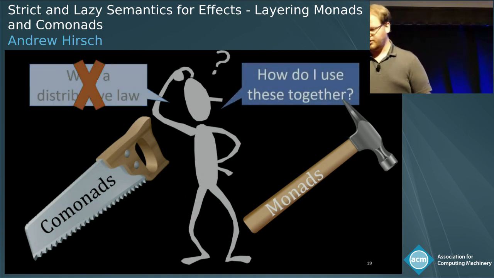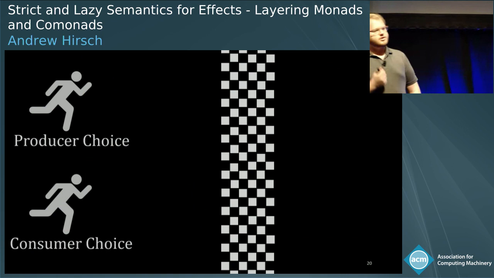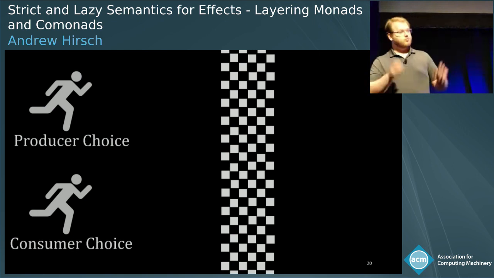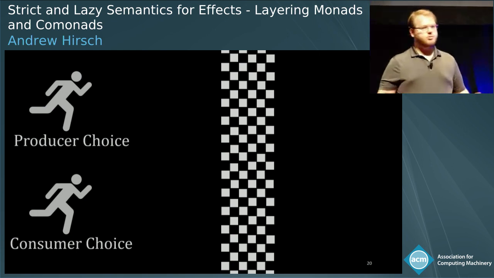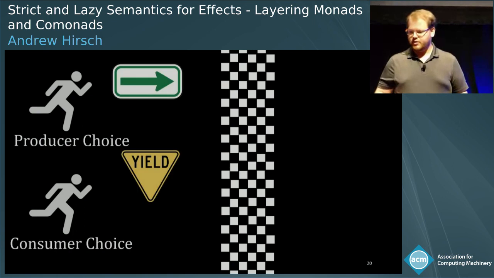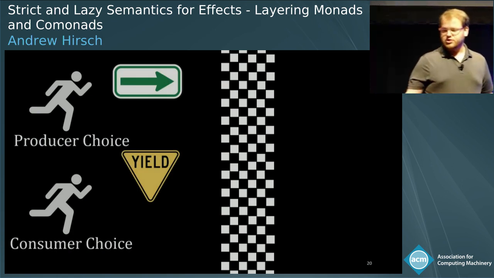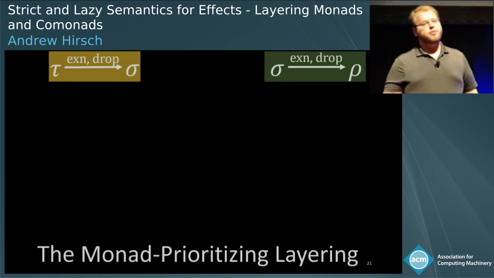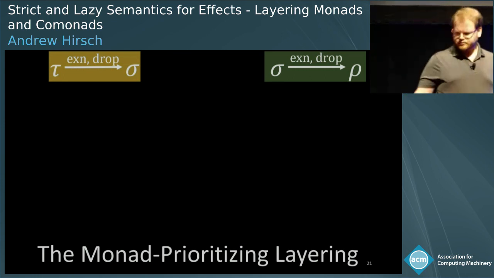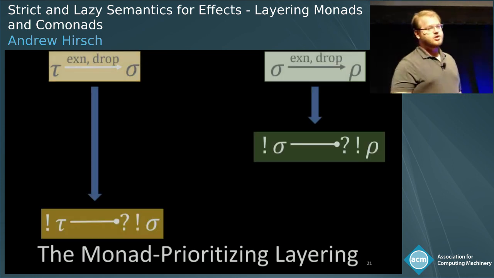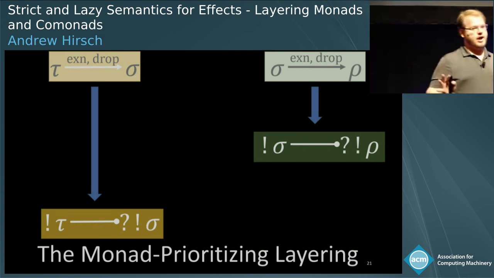So what do? Well, we go back to our analogy earlier of a race between consumer choice and producer choice. And instead of just saying one of the two of them is going to win at each composition point, we're going to pick a winner. Let's start by picking producer choice. And we pick producer choice to win using what we call the monad prioritizing layering. And this embeds programs from comp into proc using this formulation, bang to question mark bang.